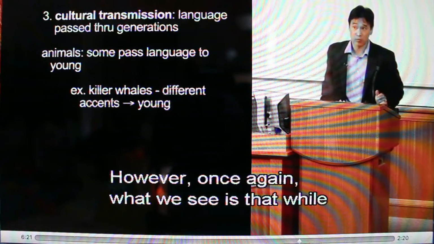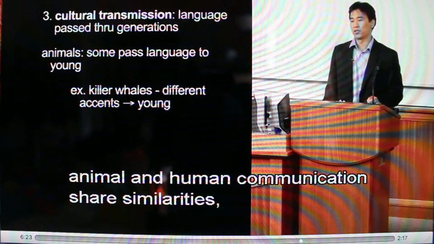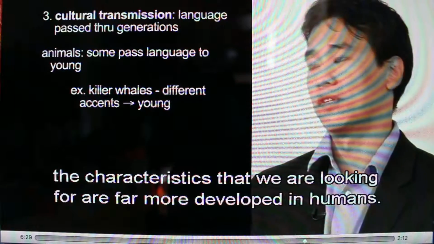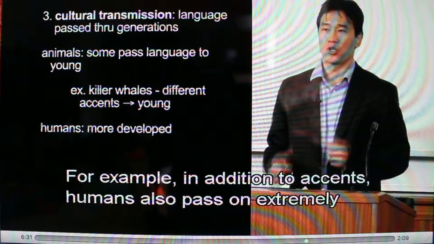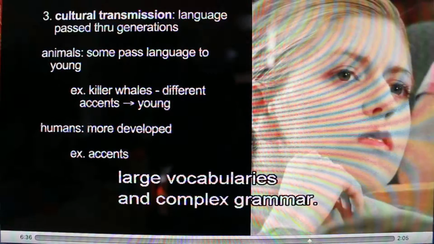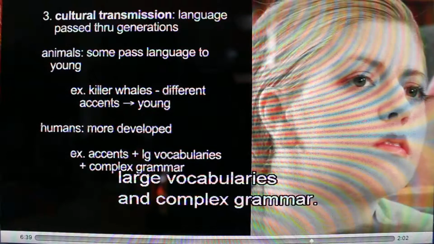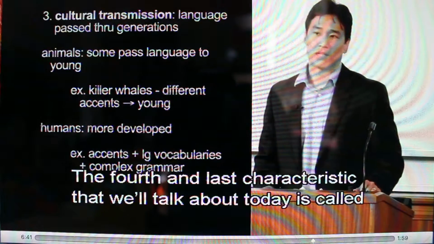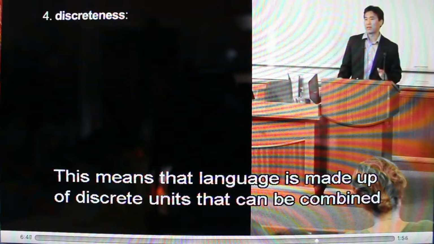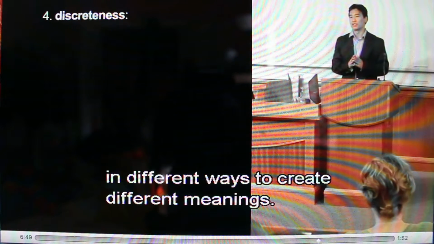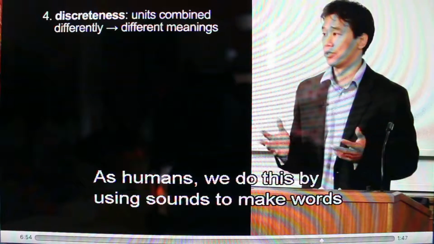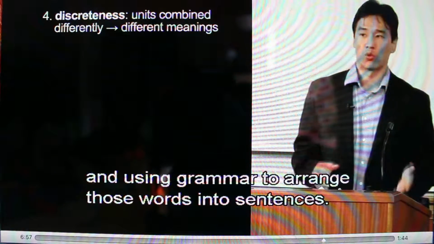However, once again, what we see is that while animal and human communication share similarities, the characteristics that we are looking for are far more developed in humans. For example, in addition to accents, humans also pass on extremely large vocabularies and complex grammar. The fourth and last characteristic that we'll talk about today is called discreteness. This means that language is made up of discrete units that can be combined in different ways to create different meanings. As humans, we do this by using sounds to make words and using grammar to arrange those words into sentences.